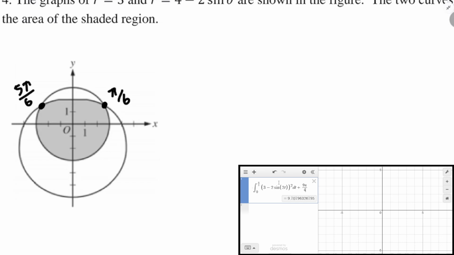So what I'm thinking I'm going to do is start at pi over 2. Now, you could do this by just starting at 0, integrating the circle up to pi over 6, then integrating this other curve from pi over 6 to 5 pi over 6, then integrating back onto the circle the rest of the way to 2 pi. But I think that's unnecessary.